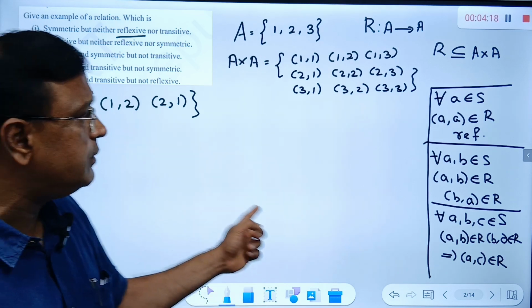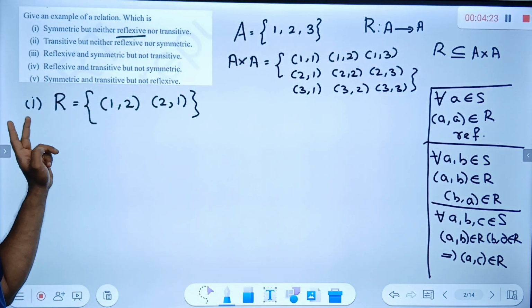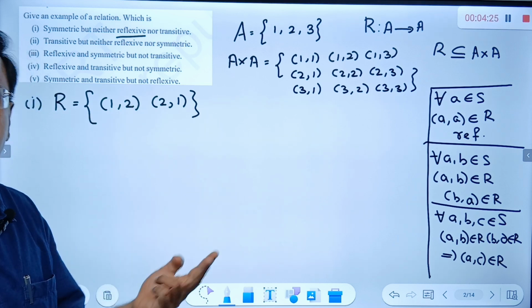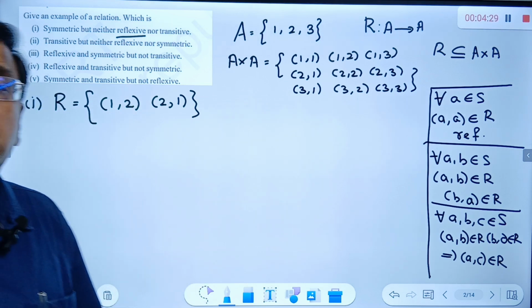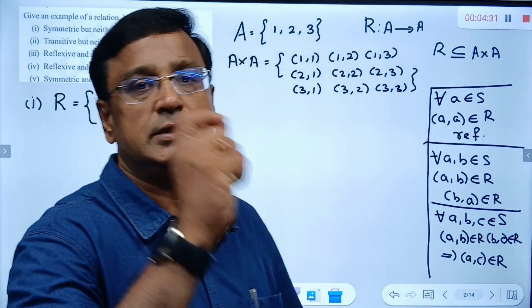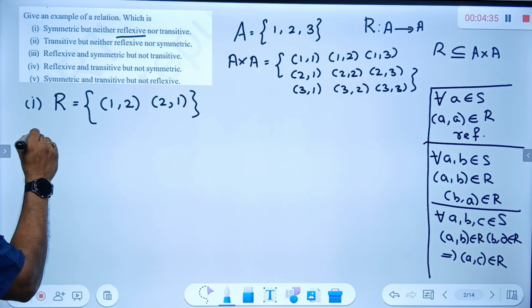Whereas if you see carefully, if (1,2) is in R, then (2,1) is also in R. Therefore, this is a perfect example of a relation which is symmetric, but not reflexive and not transitive. I hope this is clear. Okay, let's go to the second example.